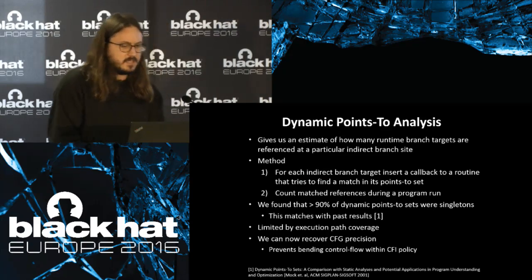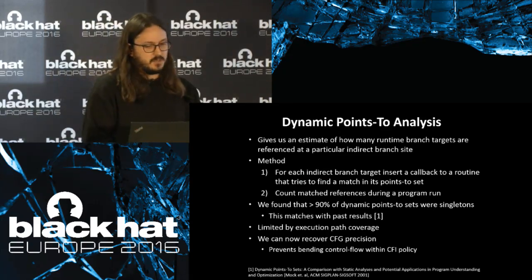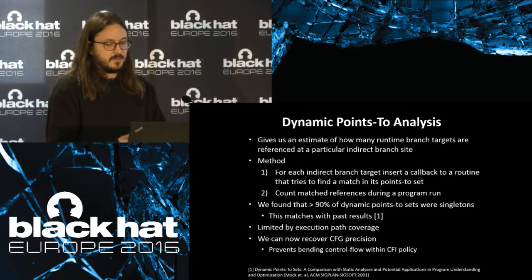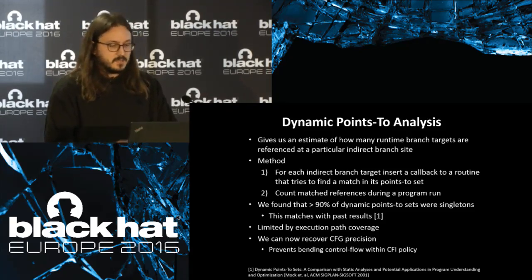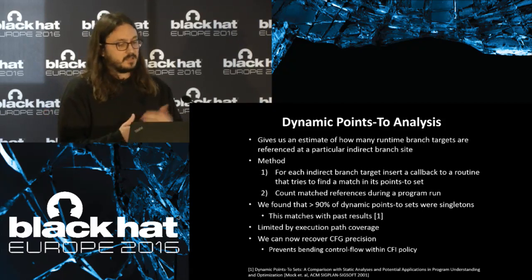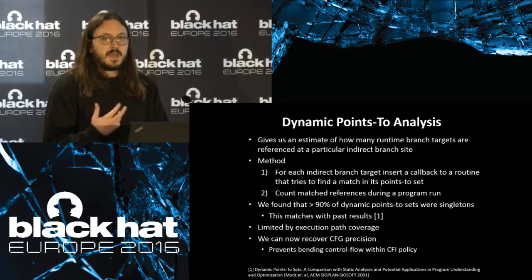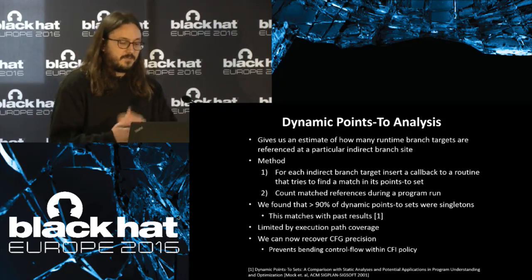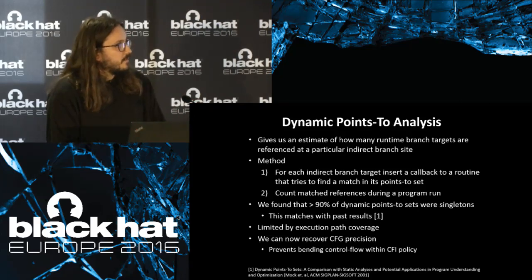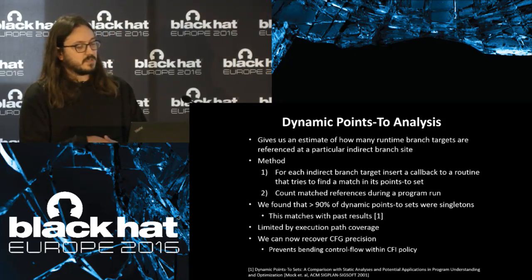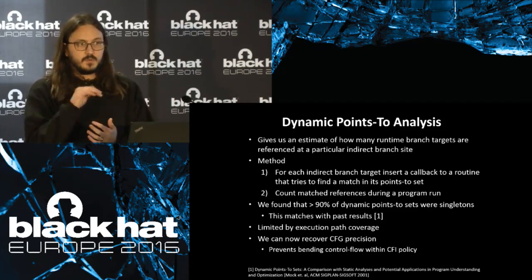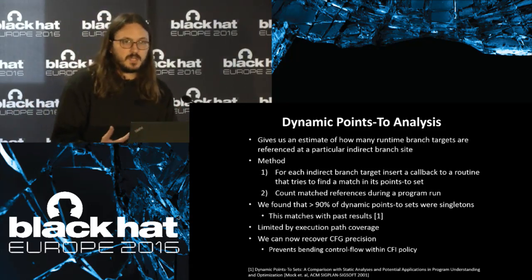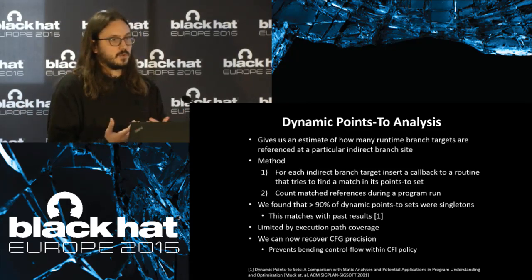What we found is that a dynamic points-to analysis actually resolves this issue. What that effectively is, is an estimate of the number of runtime branches that can be referenced at a particular indirect branch site during runtime. The method is we insert an indirect callback at the indirect branch target site to a routine that tries to match its points-to set. If we find a match, then we count that as a reference within the valid points-to set. We found that during runtime, 90% of the dynamic points-to sets were singletons. So the over-approximation in static analysis can be reduced to unique branches if you incorporate a dynamic points-to analysis into your control flow graph construction.